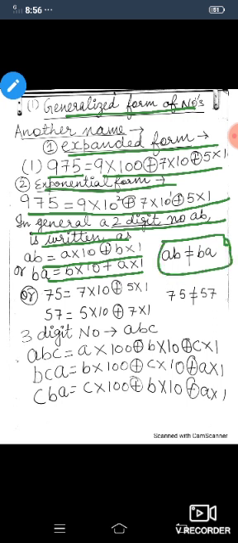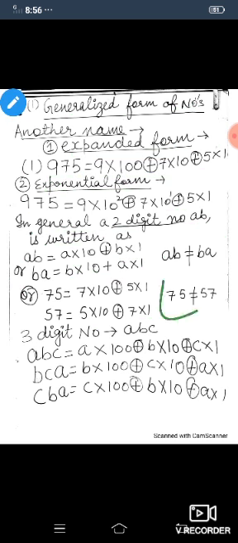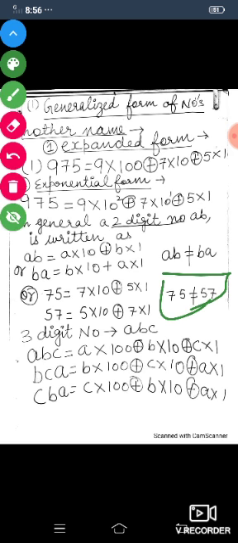Let us understand it through numbers. So, let us take the two-digit number 75. It can be written as 7 into 10 plus 5 into 1. On reversing the order of the digits, it becomes 5 into 10 plus 7 into 1. So, 75 is not equal to 57.